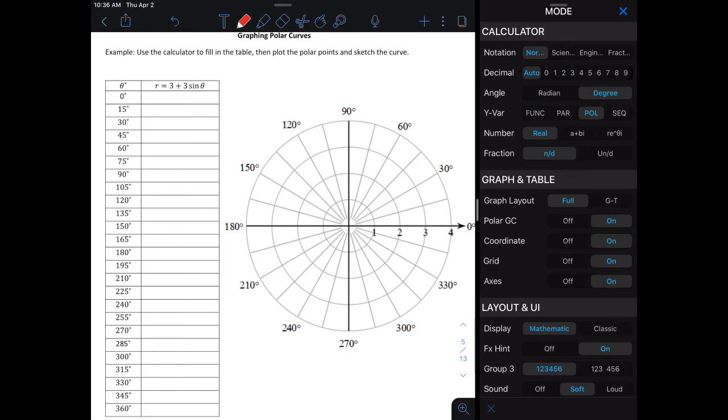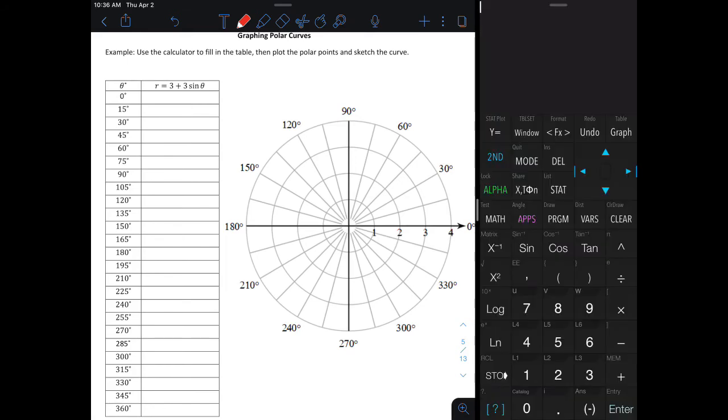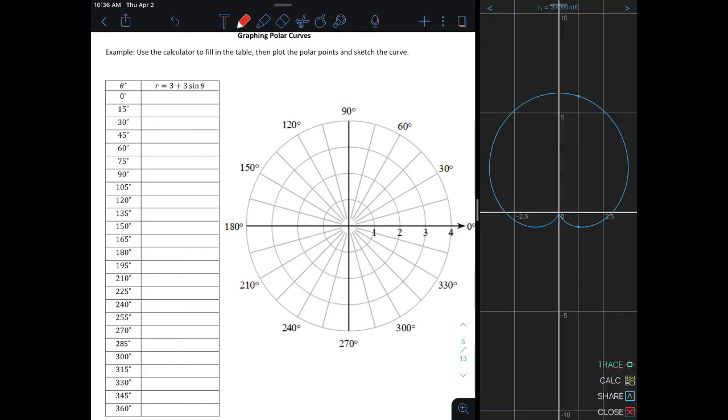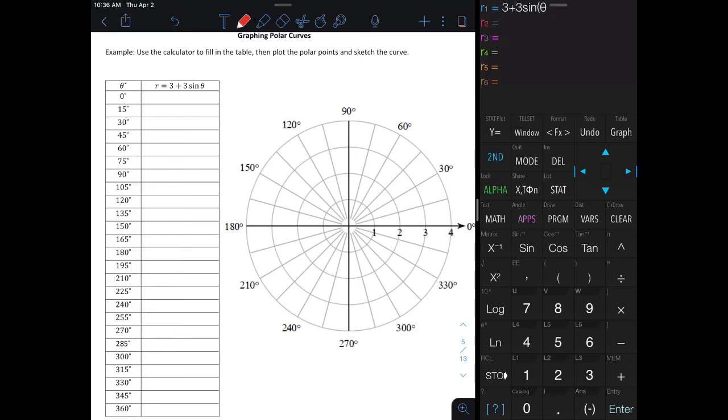And I press y equals, and I type in the polar function here. And we want to see what we're in for in terms of graphing. So if I press graph and I look at this shape here, I have an idea as to what this is going to be. Now I want to fill in my table of values. So I'm going to go to my table settings. Actually, I want to check my window.